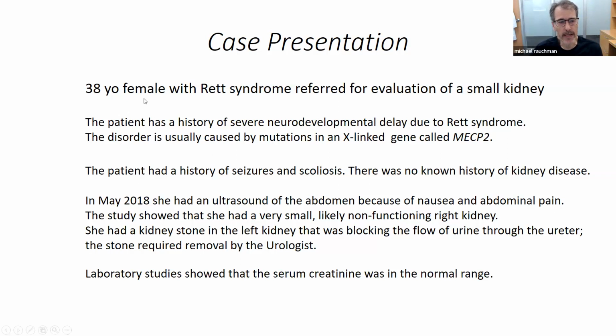So this was a 38-year-old female with Rett syndrome who was referred to me for evaluation of a small kidney. This patient had a history of severe neurodevelopmental delay due to Rett syndrome, a disorder that's usually caused by mutations in an X-linked gene that I've noted here. The patient had a history of seizures and scoliosis. She had to have surgery for her scoliosis. There was no known history of kidney disease.